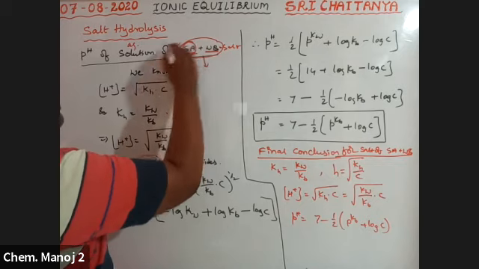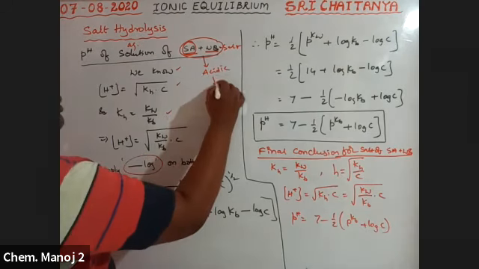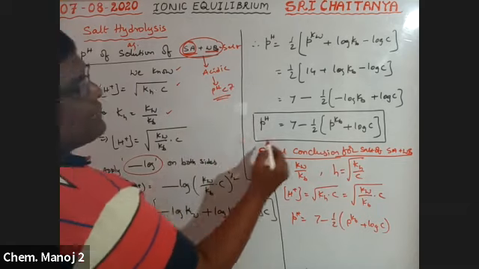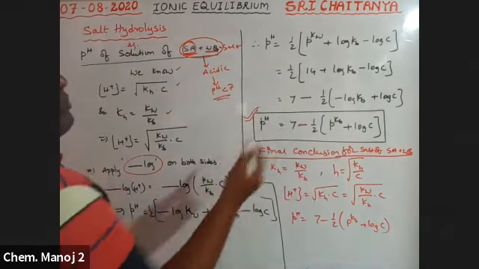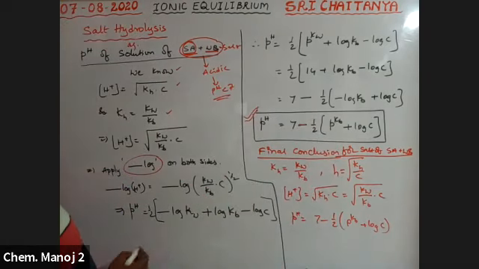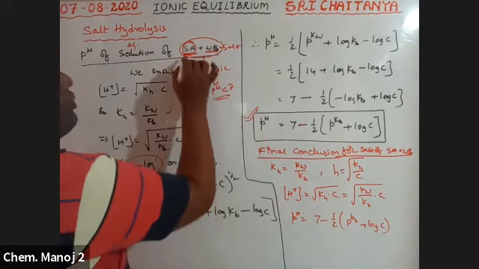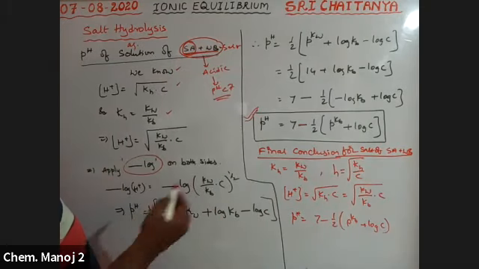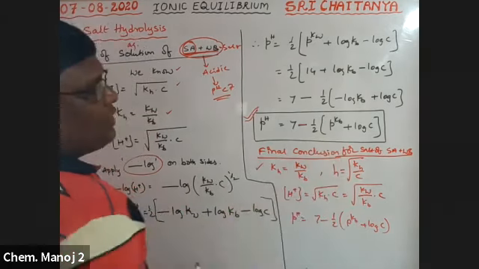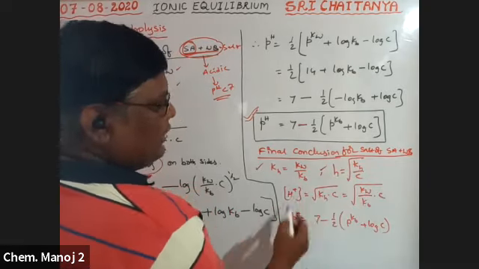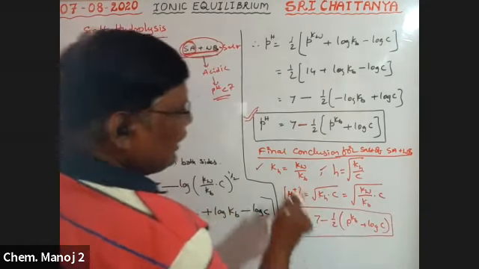Therefore, as it is an acidic solution because of hydrolysis, the pH is less than 7. How much less than 7? 7 minus 1 by 2 pKb plus log C. So this formula is to calculate the pH of an aqueous solution of a salt of strong acid plus weak base combination. So the final conclusions are: Kh is equal to this much, h is equal to this much, the H plus concentration is equal to this one, and the pH of the solution is this one.